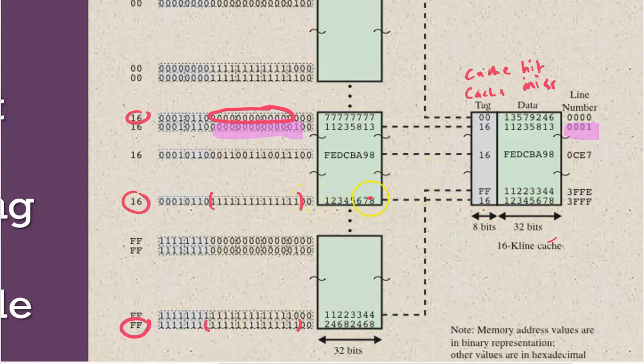So here you can see that it mapped this data 1, 2, 3, 4, 5, 6, 7, 8, because this is the line number that corresponds to that, and the tag is 16. It did not take this data, so if the CPU would request for line 3FFF with tag FF, then you would get a cache miss because this data is not copied onto the cache. Okay, I hope that makes sense.